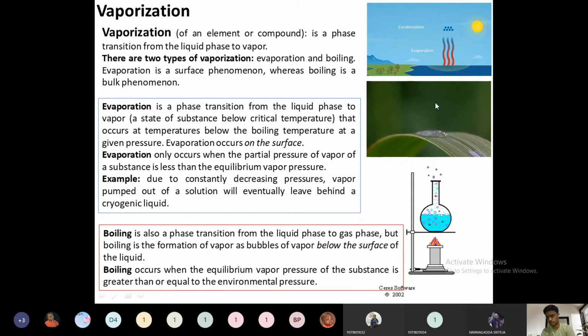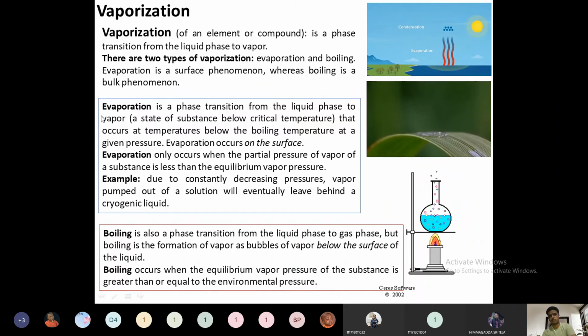Here, that condition need not be satisfied. Okay, vaporization can occur below the boiling point of that liquid. So here, if you can see, these are the important points. Evaporation is a phase transition from a liquid phase to the vapor phase that occurs at temperatures below the boiling temperature at a given pressure. So evaporation occurs on the surface. So below the boiling point, this surface water molecule is just evaporating.